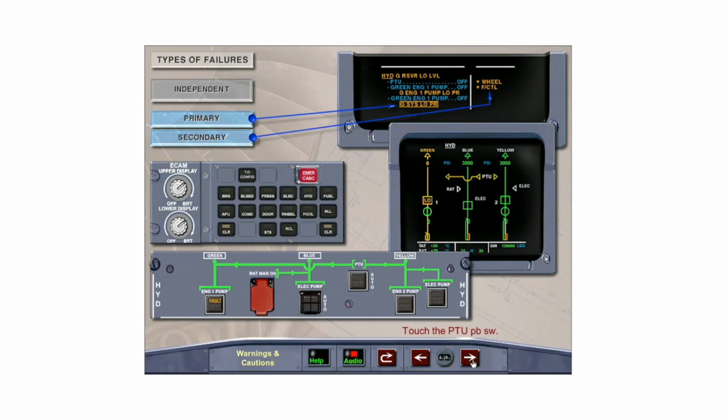Primary failures are displayed with a boxed title in either red or amber on the left side of the memo section, while secondary failures are shown on the right side of the screen in amber with a star in front of the affected system. Complete the ECAM actions, then touch the right arrow to continue.